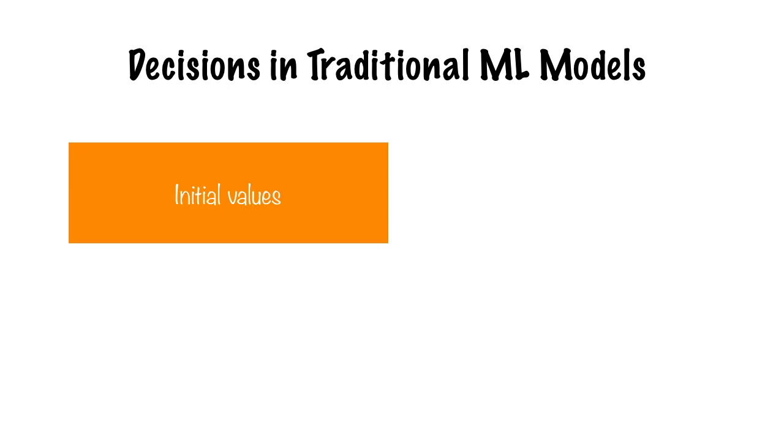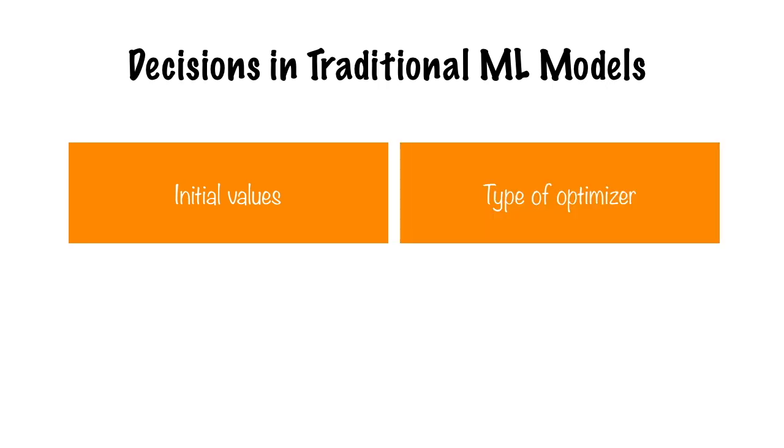Now, we saw earlier when we were working on simple regression models that there are some basic decisions that you make. In a traditional machine learning model, you'll have to make the choice of the initial values that you assign to the weights and biases that will determine how quickly your model will converge. You'll decide the type of optimizer that you want to use. Do you want to use a simple gradient descent optimizer, or do you want to use a momentum based optimizer such as an Adam optimizer?